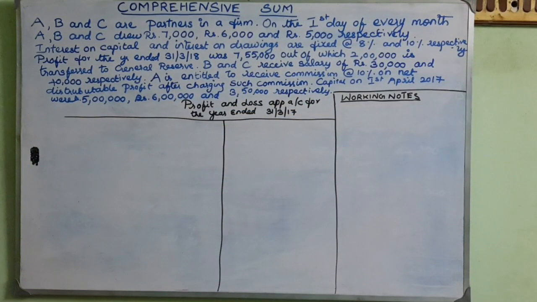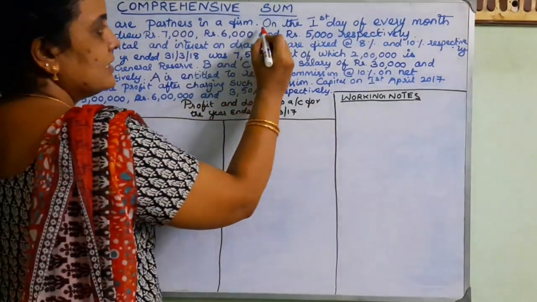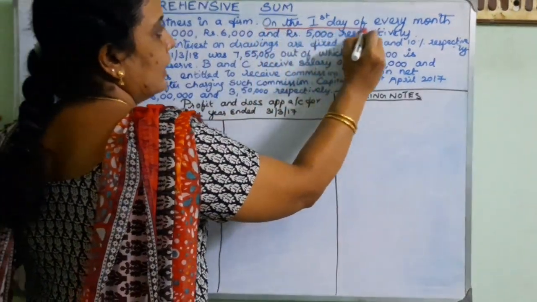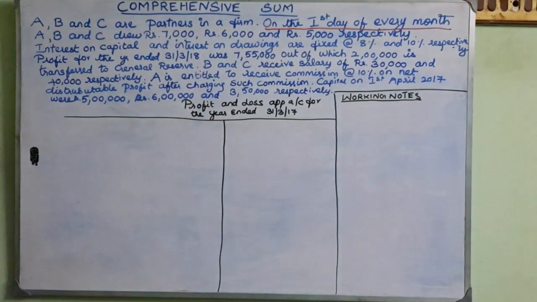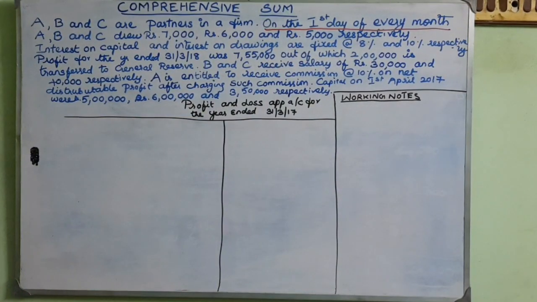So in the first sentence, what did we understand? Three partners are there, A, B and C, and I am just highlighting with a marker that on the first day of every month. First day of every month means we have done sums on interest on drawing. What is the method to be followed? They are withdrawing regularly every month, so the average period method has to be done. So for that only I am highlighting it. A is withdrawing 7,000, B 6,000 and C 5,000 respectively.